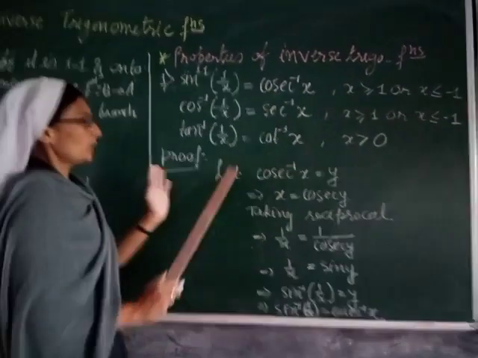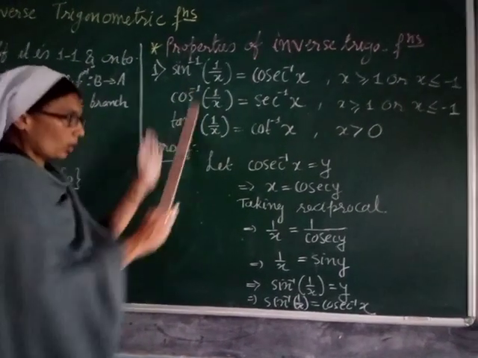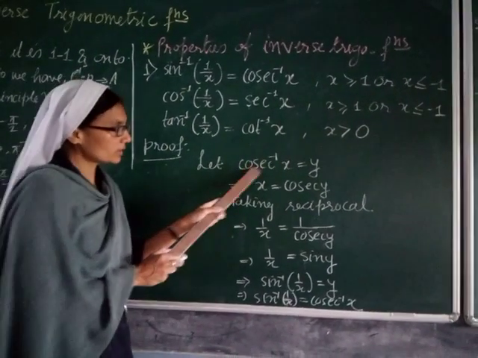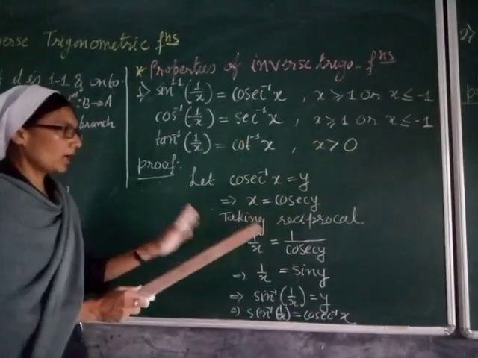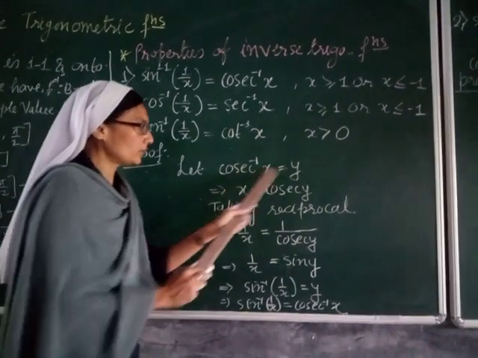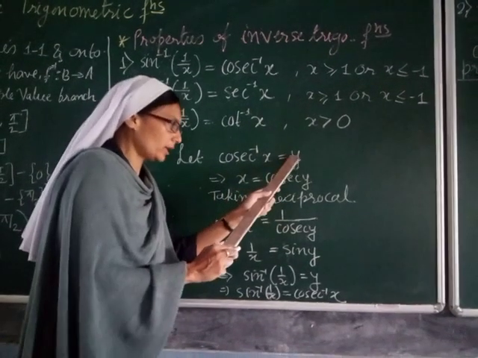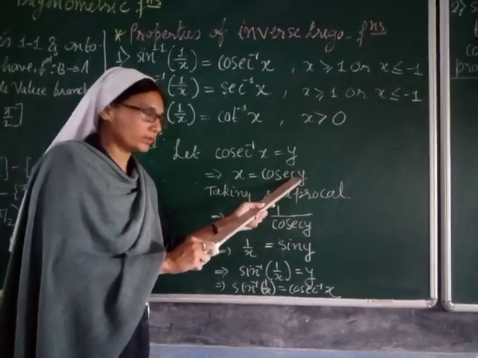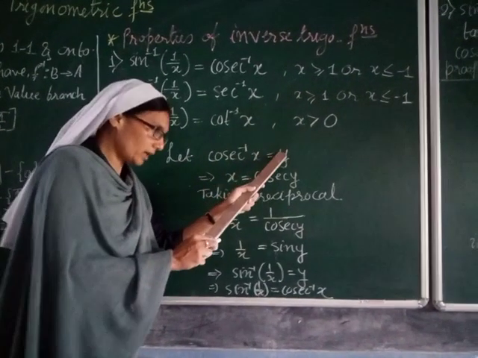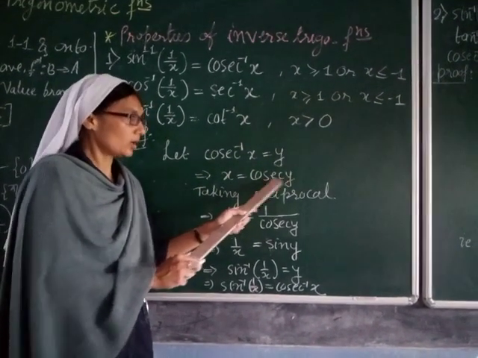Okay, so now let's prove. We are going to prove what? All the others are the same. So take cosec inverse x, and consider this as y. Now this I have already told you: when you take cosec inverse and transfer it here, it will be without the inverse sign. It will become a trigonometric function. So if I transfer it here, it will read as x equals cosec y.